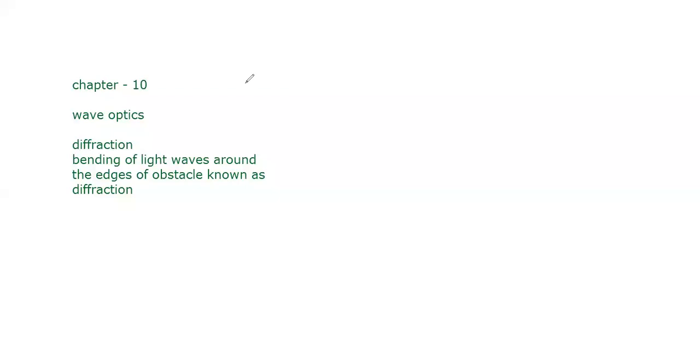So, good morning, students. Today's topic is diffraction. So, what is diffraction? Bending of waves around the edges of an obstacle is known as diffraction. Imagine an obstacle. Light is coming like this. Then light undergoes diffraction. The bending takes place. The bending is called what? Diffraction. So, today we are going to discuss the single slit experiment.